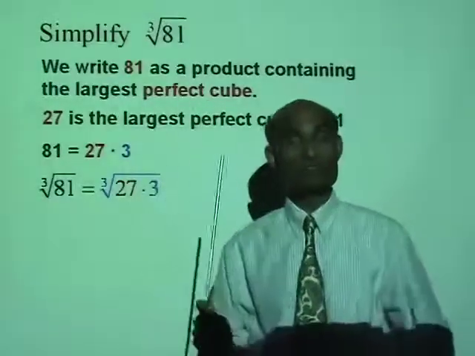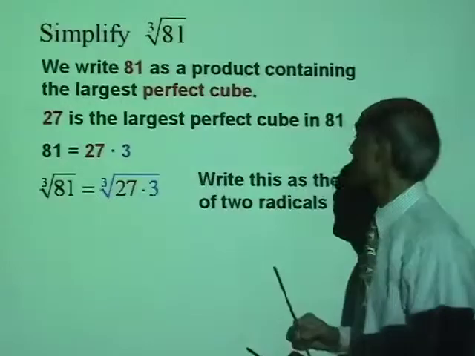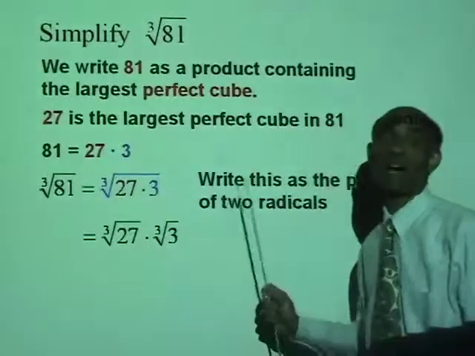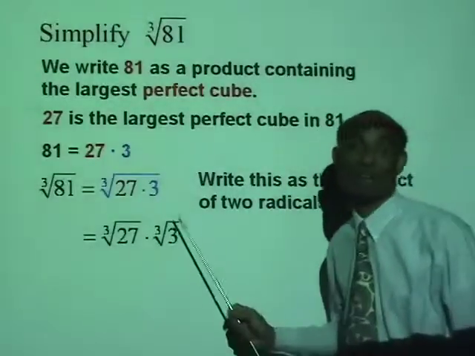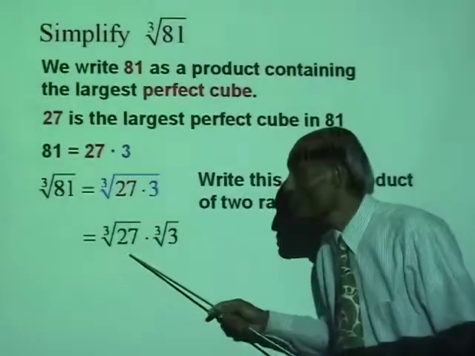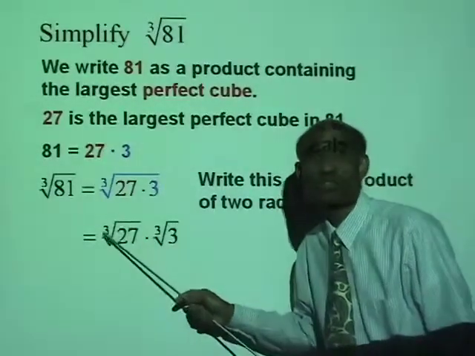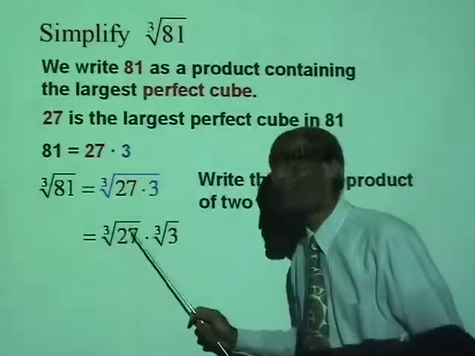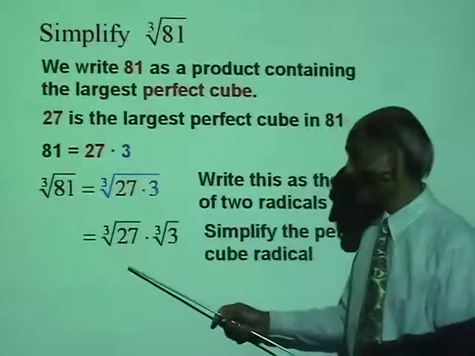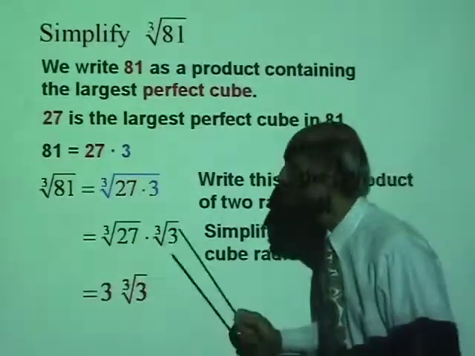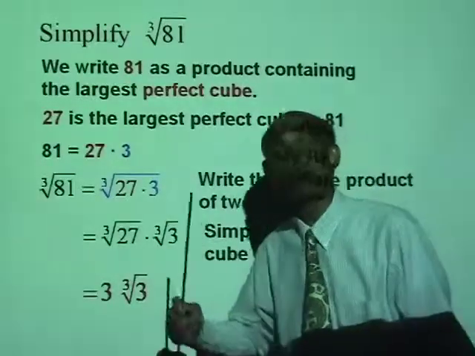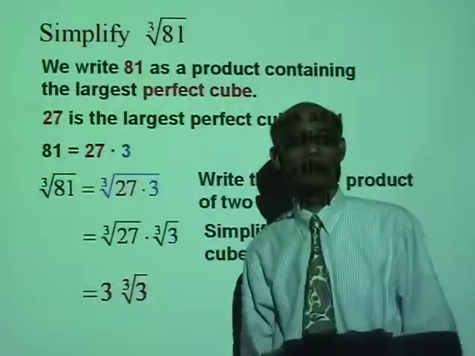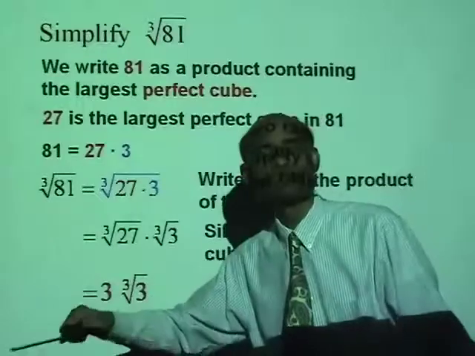And now split that into 2 radicals. Alright, write this as the product of 2 radicals. That will be cube root 27 times cube root 3. Why did we write like this? Because cube root 27 is a whole number. What is cube root 27? 27 is 3 cube. Cube root of 3 cube is 3. So that will be 3 times cube root of 3, or we simply read it as 3 cube root 3. Just like we said 3x, 3 cube root 3.